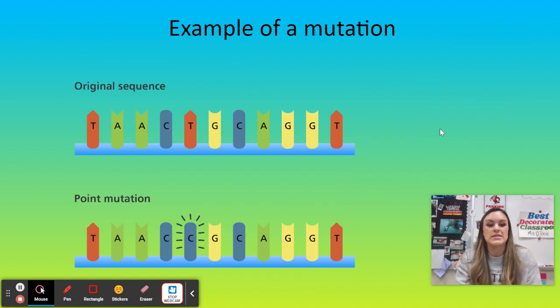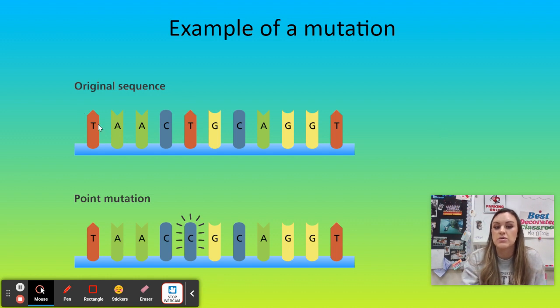So let's look at some examples of a mutation. The first one, we can see that we've got a sequence of DNA. So it goes TAACTG. Our point mutation is going to change one of those bases. So if we look at the mutated DNA, we can see that it goes TAACC. And we can see that this base right here, the C, is now what replaces that T base.